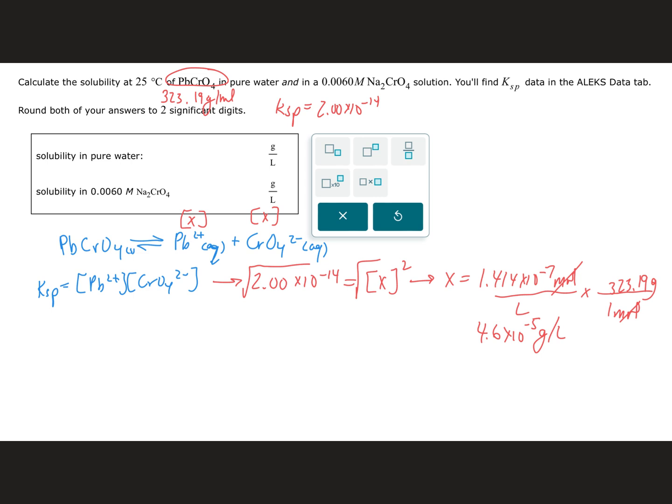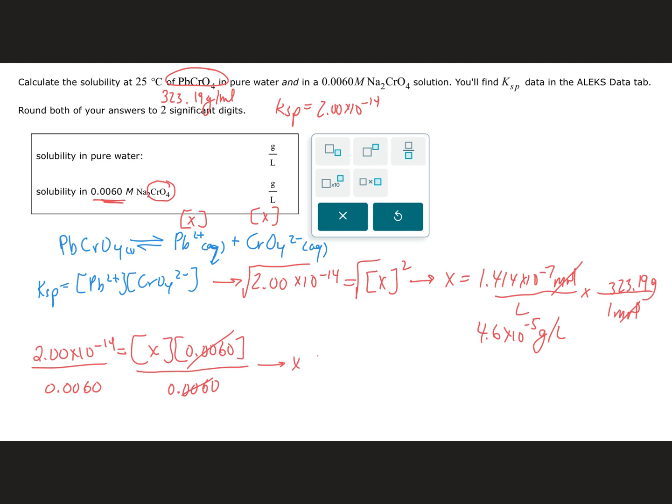The next one, again, we have a common ion, so that's all we have to change in the same calculation. We just have a common ion this time. So KSP is the same, 2 times 10 to the minus 14. Here, my common ion is not the lead. My common ion happens to be the chromate. So lead is our x, and my chromate is 0.0060. Divide both sides by 0.0060. That cancels out, and I get a concentration of lead and therefore a solubility of lead chromate of 3.33 times 10 to the minus 12 moles per liter.